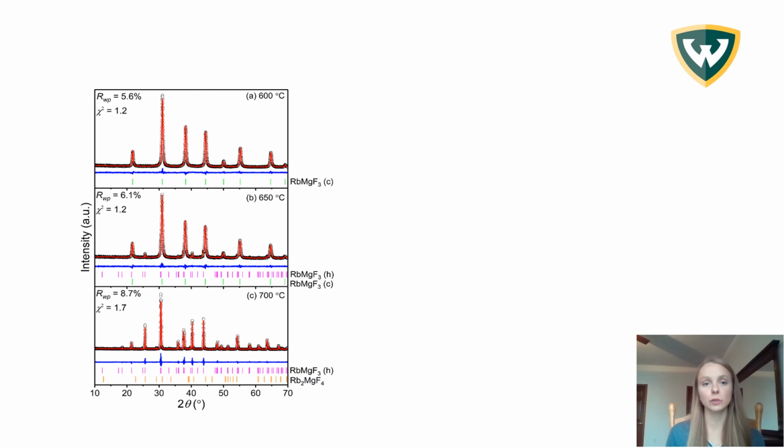However, when we did the solution decomposition for the rubidium magnesium, we noticed something very interesting. We got the cubic phase as a result of the solution decomposition, but when we heated the material back up, we obtained the hexagonal phase. And you can see that with the PXRD here. This shows the temperature going from 600 to 700.